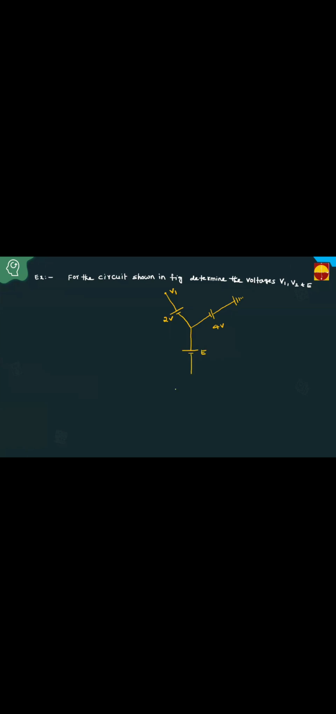This is E, and this voltage is 6 volts. This is given as 6 volts, and this is 8 volts, and this is V2, and this is 10 volts. Then you have to calculate V1, V2, and E. Then how to calculate, students?